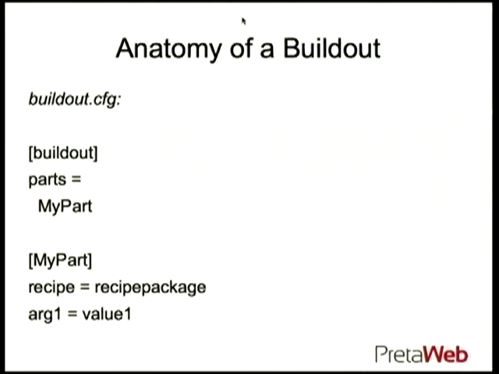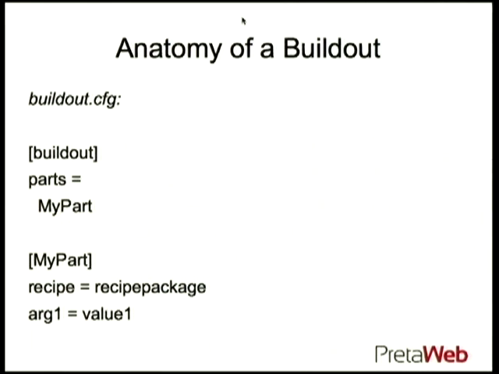Buildout has an any file type syntax. So you'll generally have something that ends in .cfg. The default is a buildout.cfg. You always have to have a buildout section at the top, and you have to have a parts equals. Everything after that is optional. But you're obviously not going to get a lot if you don't have any parts to it.